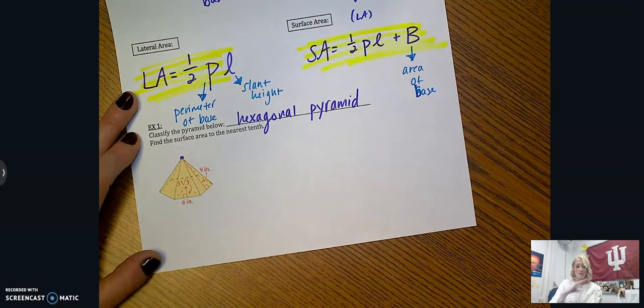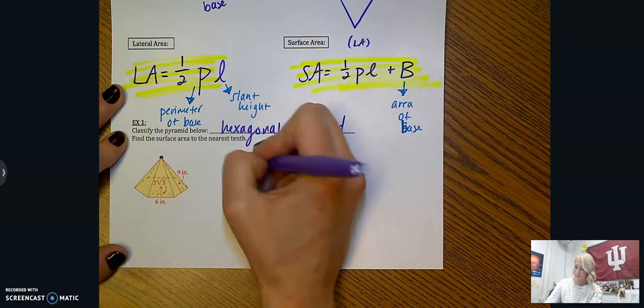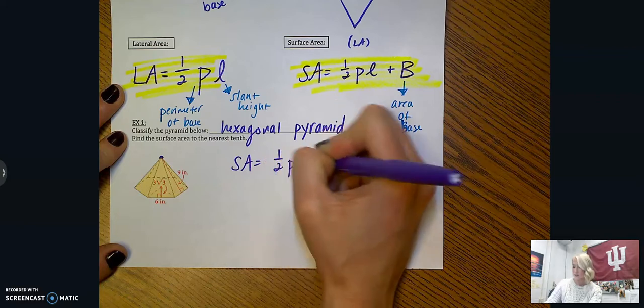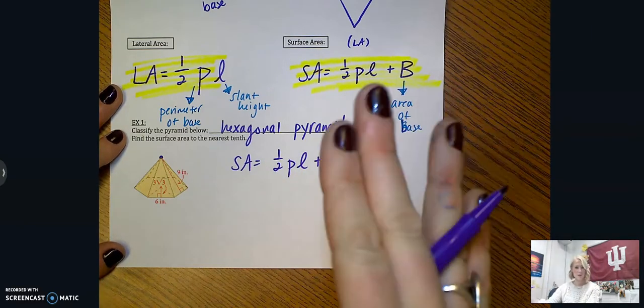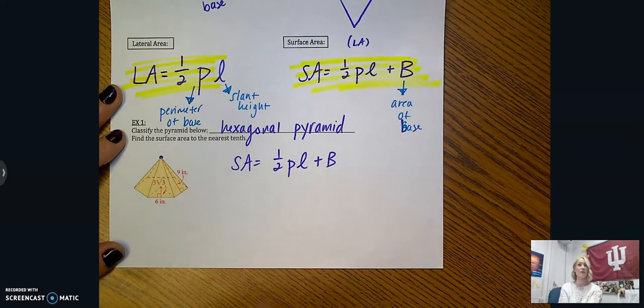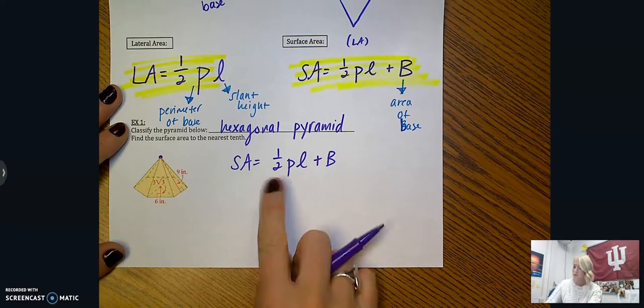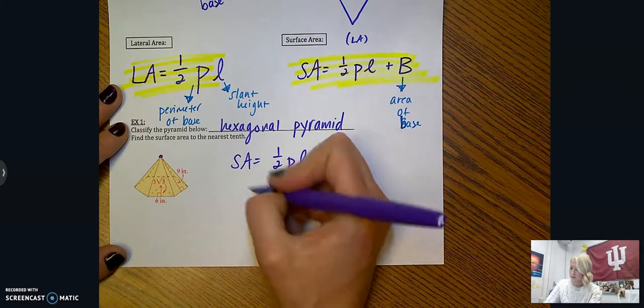I want to find full surface area. My advice, especially when all these shapes get thrown together: find your shape, write down your formula, plug in what you need, find what you don't have. You have everything on this one, which is kind of nice.